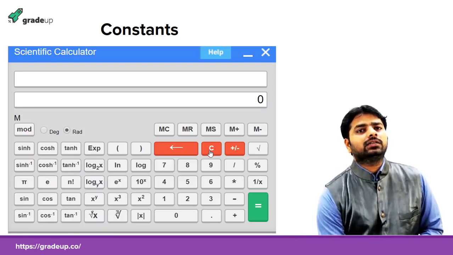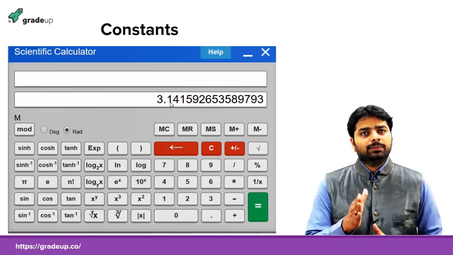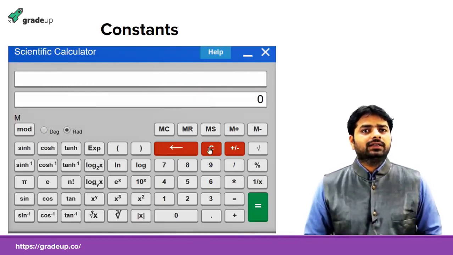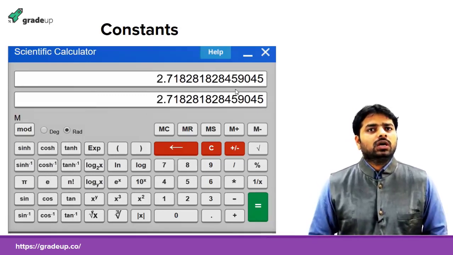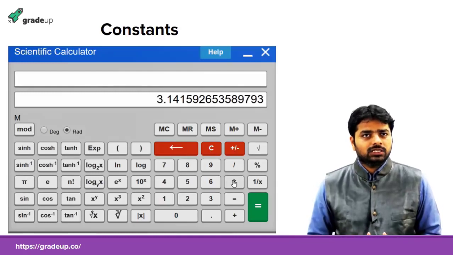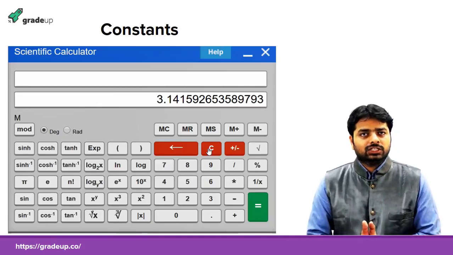Of course, let's see how to calculate using these constants. So pi represents 3.141, you can see that value, and e represents 2.718 and so on. Now if you want to use these constants along with expressions or operations, see 5 into, I am going to perform some calculations.